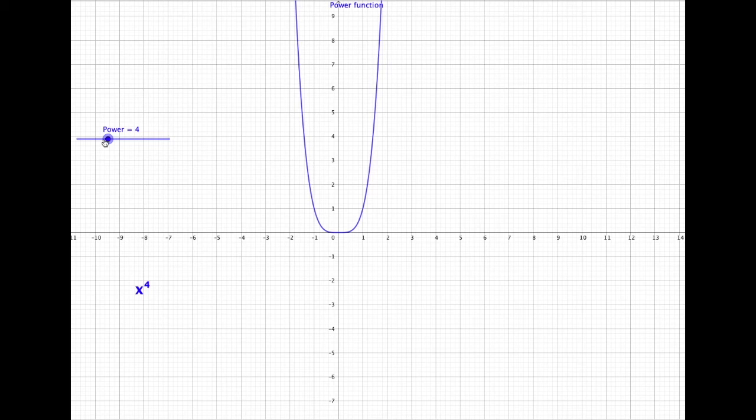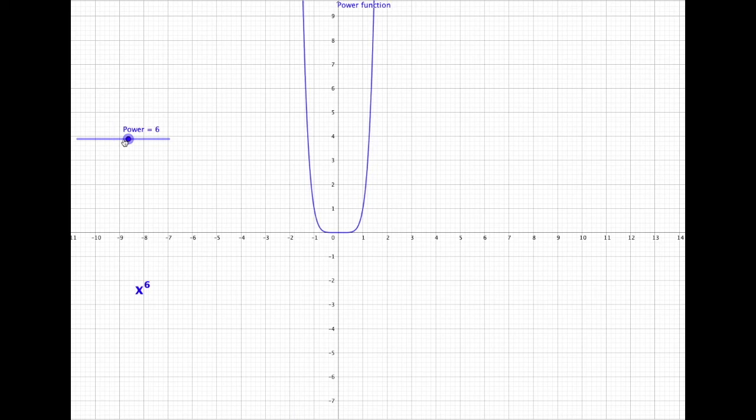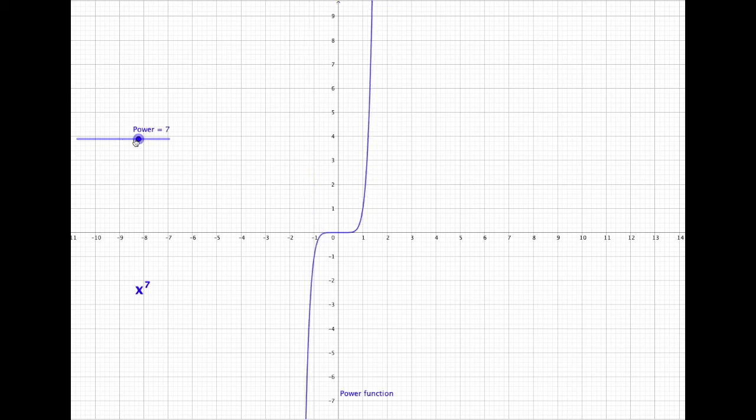and then the 4th power quartic, which is symmetrical again. So the even powers are symmetrical in the y-axis, and the odd powers, we go up to the power 5, are rotationally symmetrical around 0. And we call the ones that are symmetrical in the y-axis even functions, and the ones that are rotationally symmetrical around 0 are called odd functions. And you might like to reflect on that in relation to trigonometrical functions. So that's our power functions.